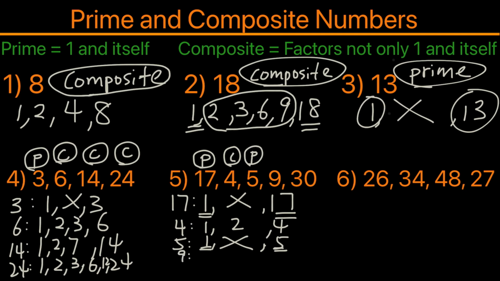Number 9, 1 and 9. And we could have 3 in between, so that makes it a composite number. 30, we have 1 and 30. 2 works, because 2 times 15. 3 works, 3 times 10. 6 works. 10 works. And since we already see there's numbers in between, this is going to be a composite number.